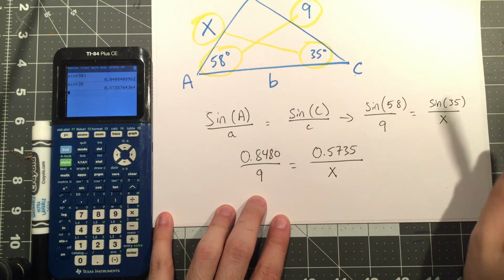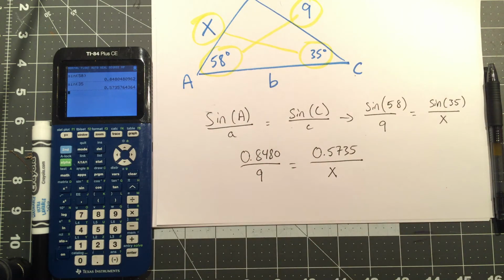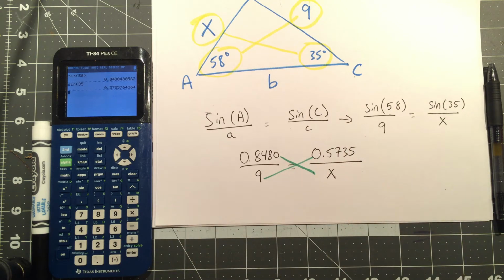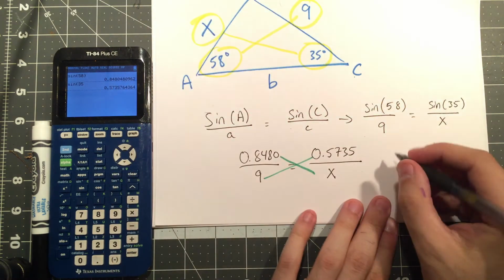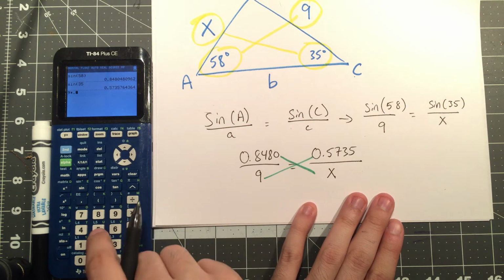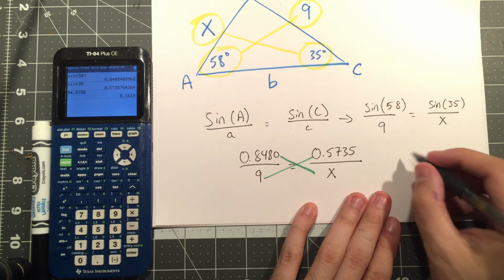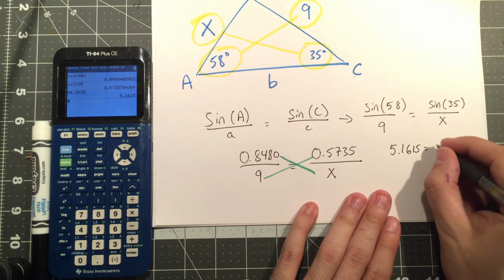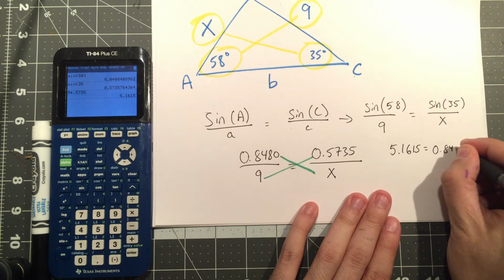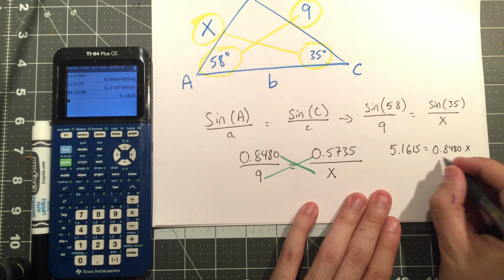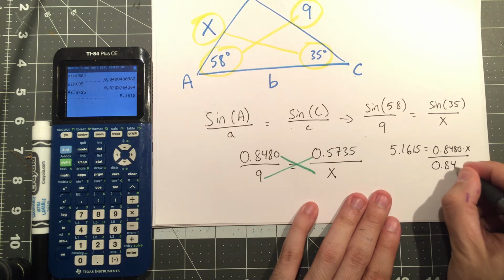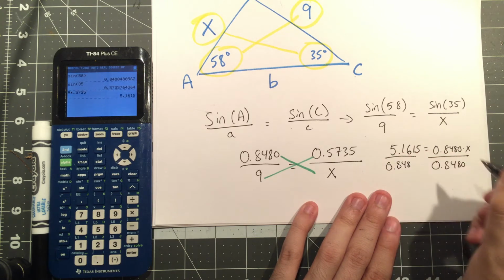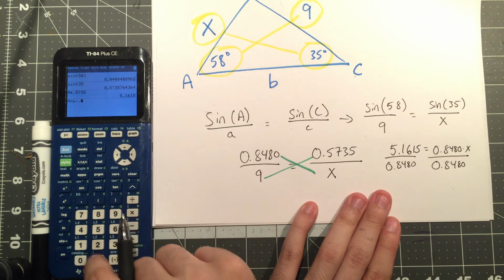Okay, we are out of geometry land and into algebra world. All I'm going to do is cross multiply and then solve. At this point, we are out of geometry world. So 9 times 0.5735 is 5.1615 equals 0.8480x. Divide 0.8480 on both sides. And then my final answer.